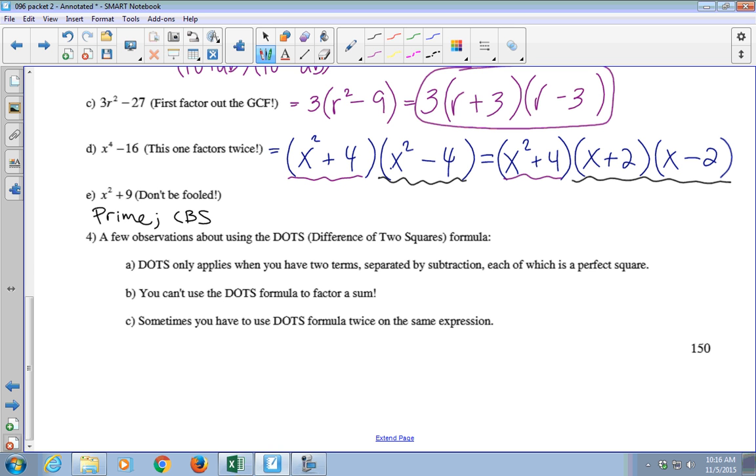You can't use the DOTS formula to factor a sum, like x squared plus 9. And sometimes you have to use the DOTS formula twice on the same expression, like up here in D.